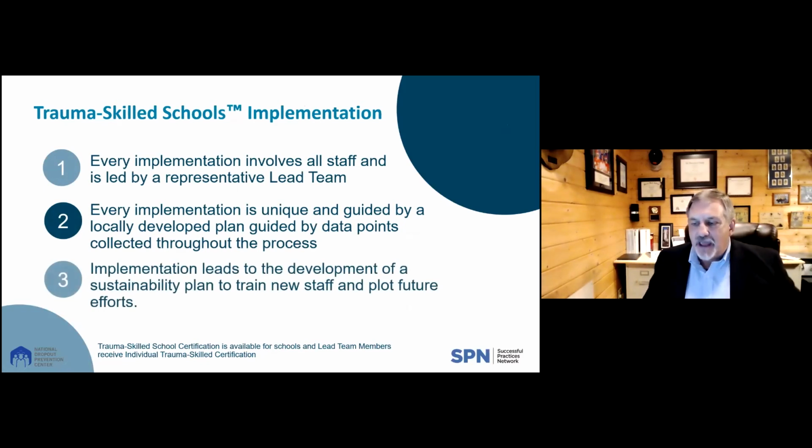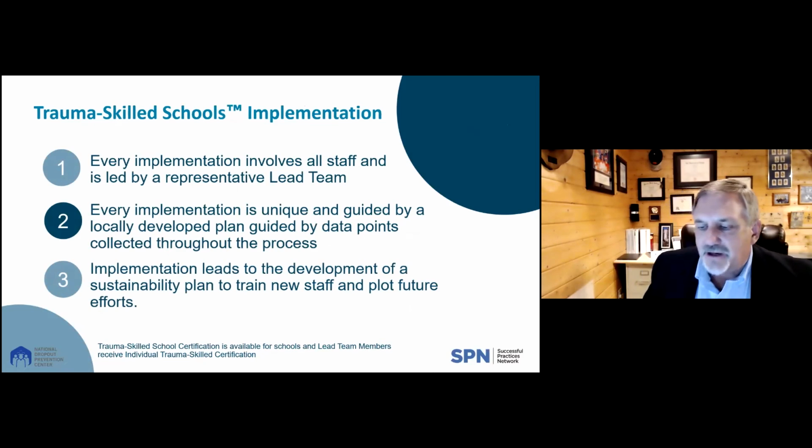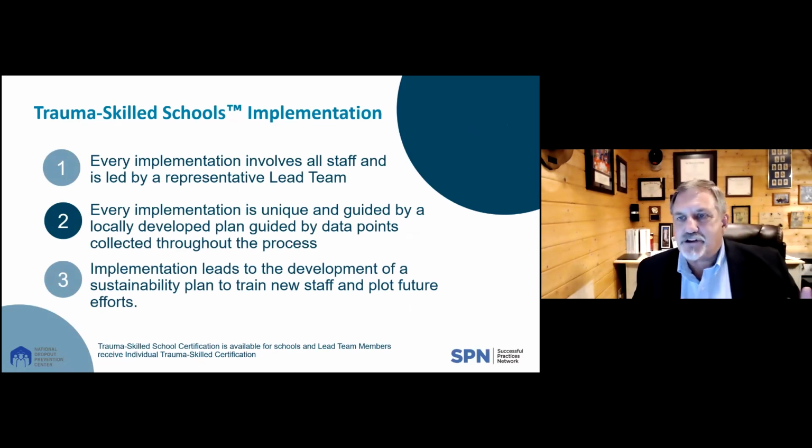Every implementation also includes and leads to the development of a sustainability plan. That lead team puts together a plan on how are we going to train new staff? How are we going to keep these things going? And how are we going to move forward? So if we look at the Trauma Skilled Schools model, it's a 2-year initial implementation. It looks different everywhere. It's guided by leadership and a lead team. And it really tends to move the needle in how we're doing school to help students who are experiencing stress and trauma.